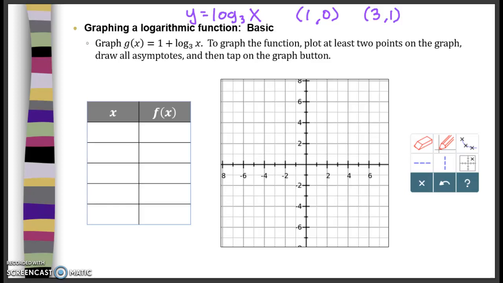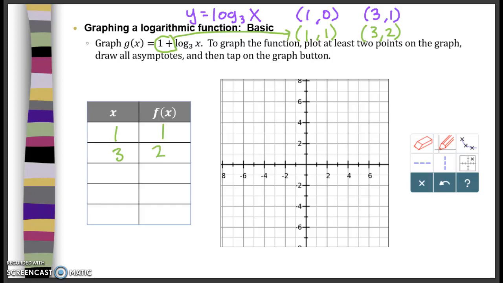However, this 1 right here, what does that do? That shifts my y values up 1. So my point that was usually at 1, 0 is now going to be at 1, 1. And my point that was at 3, 1 is now going to be at 3, 2. So why did I do that? Well, that helped me see at least 2 points, 1, 1, and 3, 2.